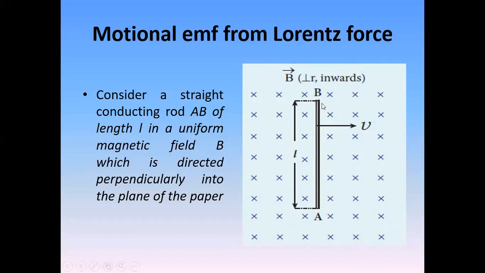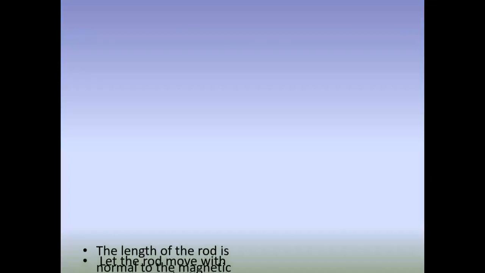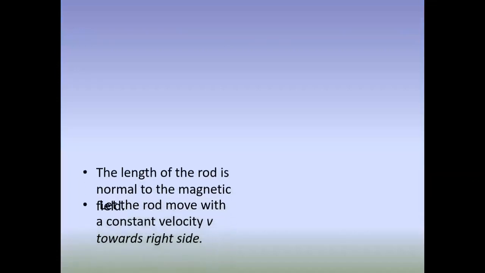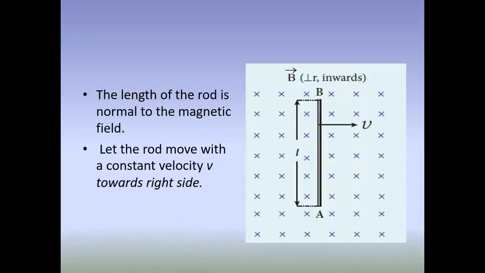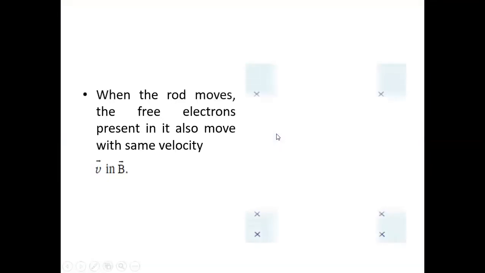The rod is kept perpendicular to the magnetic field, and the magnetic field is perpendicular to the paper. So the length of the rod is L, and it is kept perpendicular to the magnetic field. Now the rod is moving with a velocity v towards the right side.